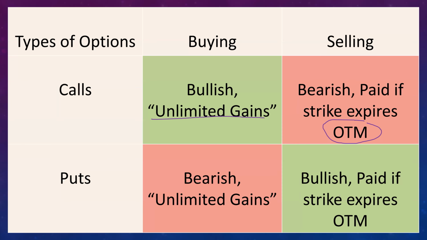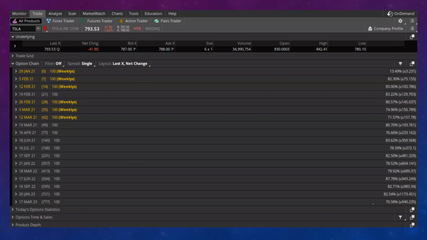For selling, it's bullish, and you're paid if the strikes expire out of the money. That's what a lot of people do: if the price actually ends up going up, then they'll be able to keep whatever they were selling it for. That will be found on the other side, which I'll explain on the slide after this one.